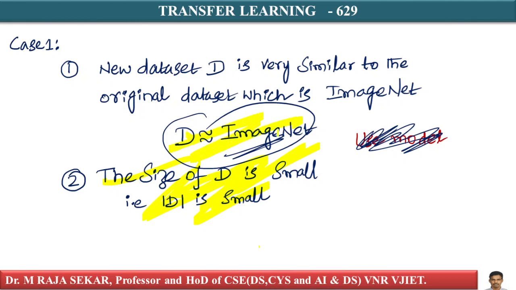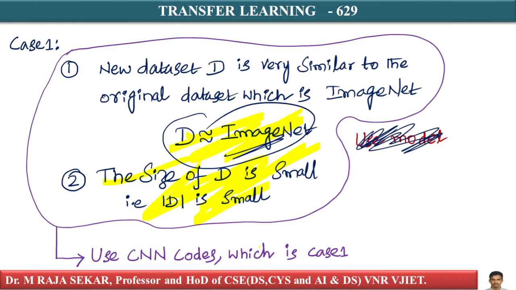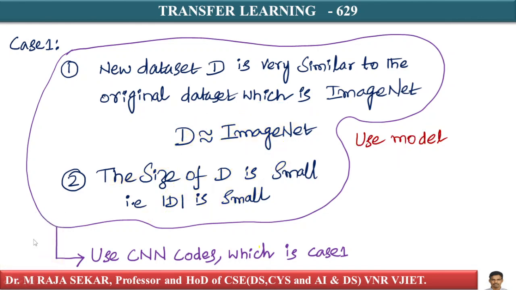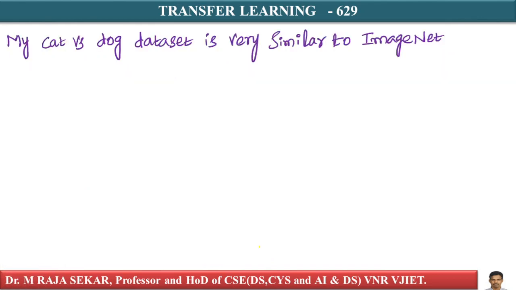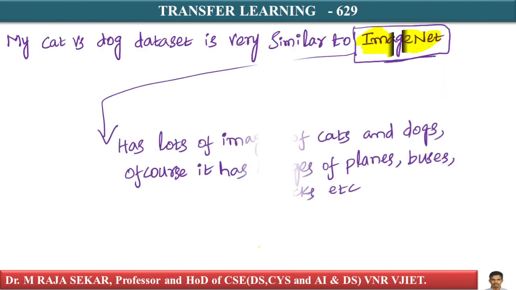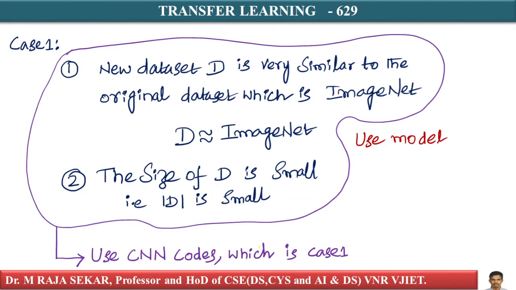First, your data set D is similar to the ImageNet data set, and second, the size of the data set is small. You should not worry too much. You just use CNN codes, which is case 1, which means use a model like VGG16 as a feature engineering tool.